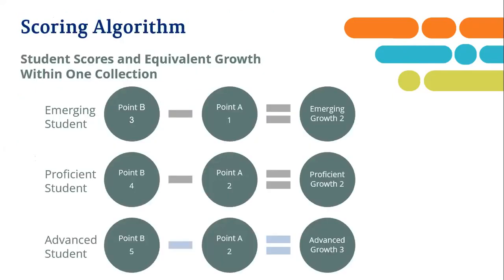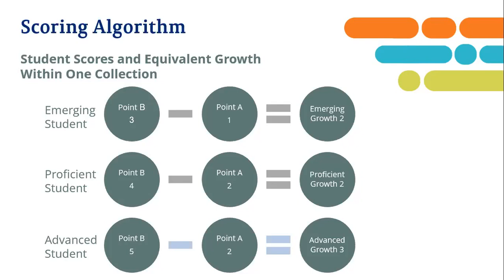Here we have an example of student scores from point A and B, as well as the growth score for each differentiated group within one collection. The emerging student for this collection scored at level 1 for point A and level 3 for point B, which gives this student growth of 2 levels. The proficient student in this collection scored a level 2 for point A and level 4 for point B, which gives this student a growth score of 2 levels. The advanced student for this collection scored a level 2 for point A and level 5 for point B, which gives this student growth of 3 levels.